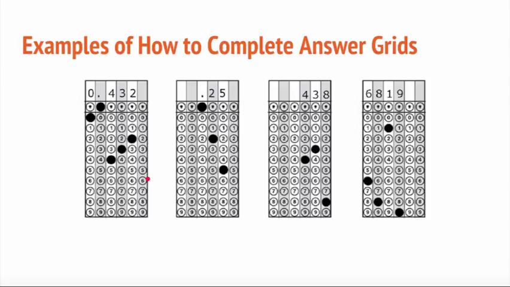These are examples of how to complete the answer grids. Just to be clear, you really have to make sure that you're bubbling in what you want the numbers to be. There doesn't seem to be much singularity to how you have to put the answer in, but you have to make sure that it's bubbled correctly.